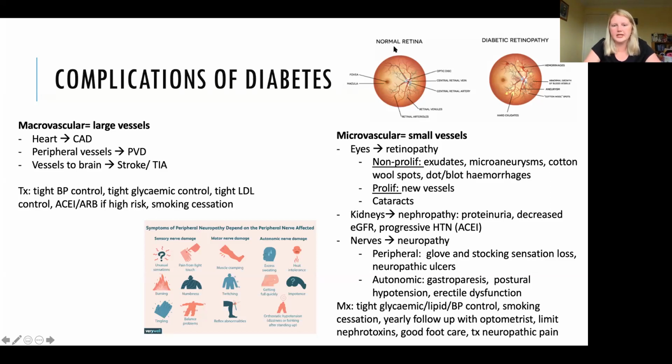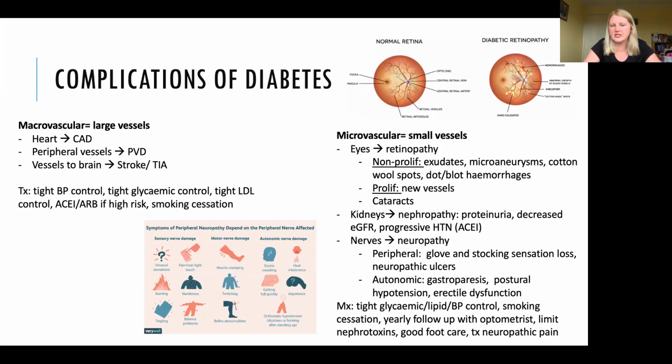So not just in terms of their diabetes, but their blood pressure, their cholesterol, and smoking cessation, obviously for any patient. In terms of microvascular, I've got some pictures here. Obviously diabetic retinopathy in terms of their eyes can be non-proliferative and proliferative, and it can be helpful to understand the difference between the two. It also can lead to cataracts as well. And they can also have kidney damage, which is obviously why we continue to monitor their kidneys and encourage compliance. In some patients, they get to a point where they require dialysis because they've had diabetic nephropathy developing to a point where they need that.